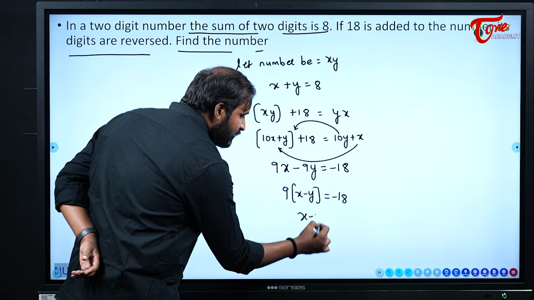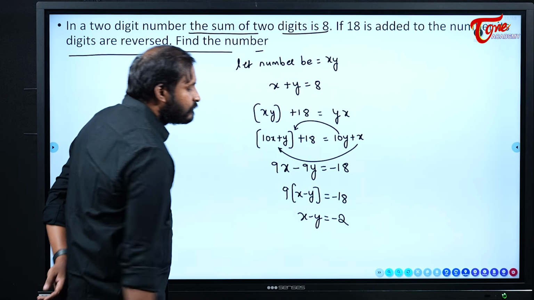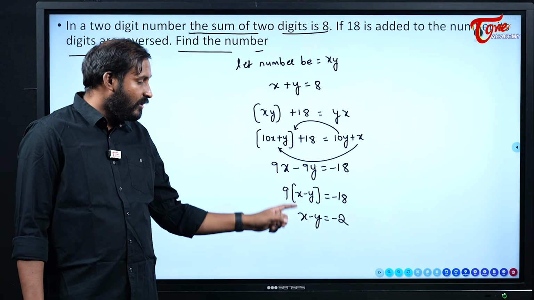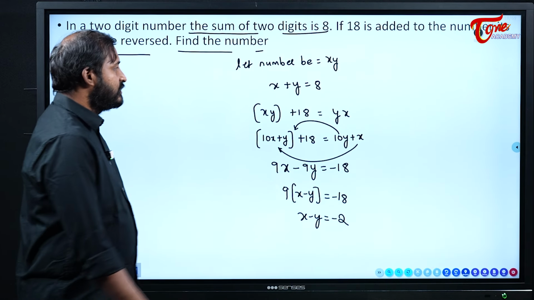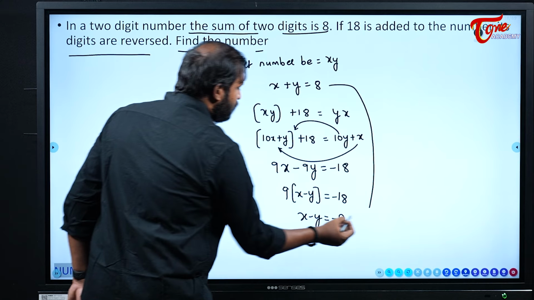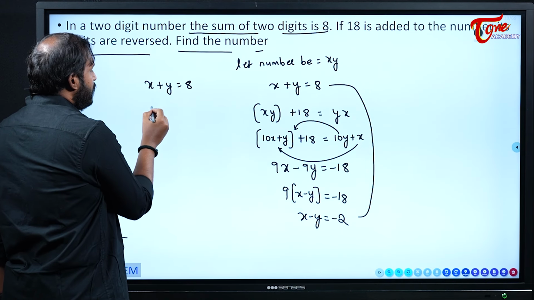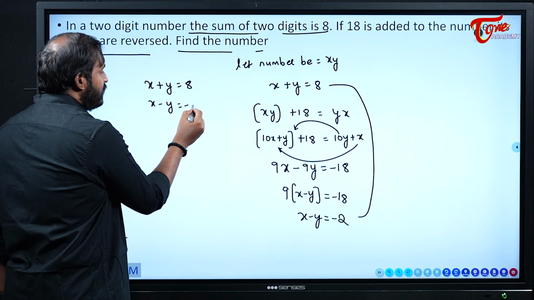So x minus y will become what? Minus 2. x minus y will become minus 2. Now you have x plus y and you have x minus y. Simply solve these two equations to get the values of x and y. So, x plus y is equal to 8 and x minus y is equal to minus 2.